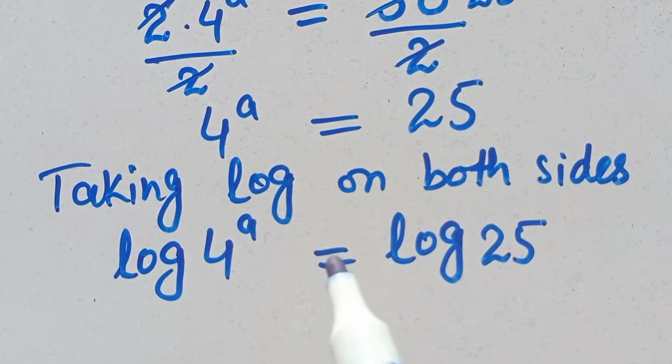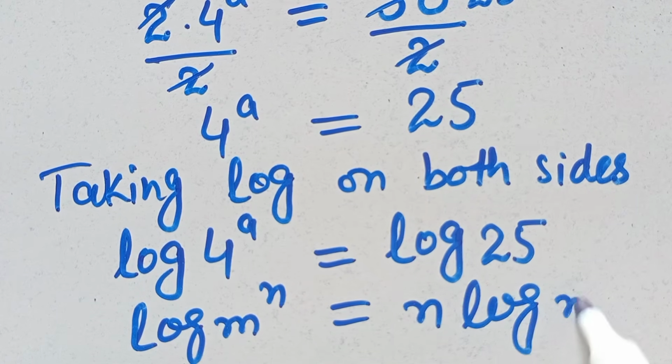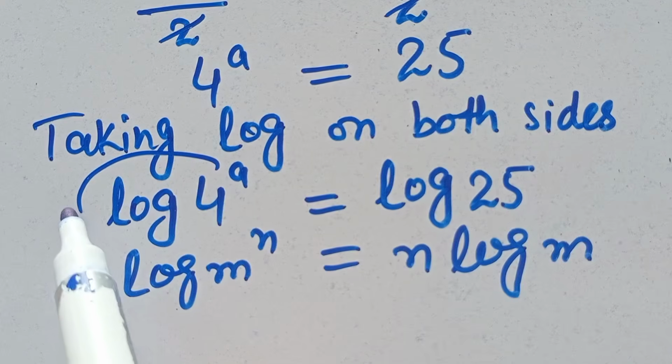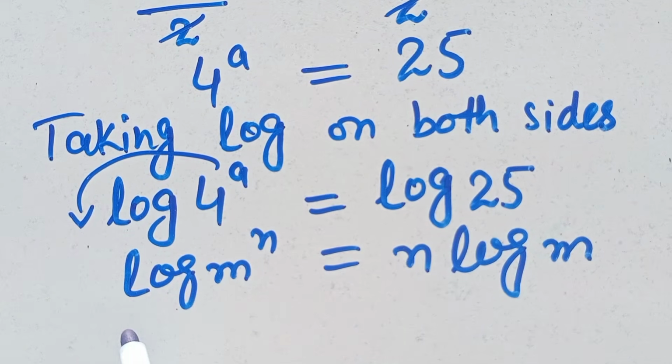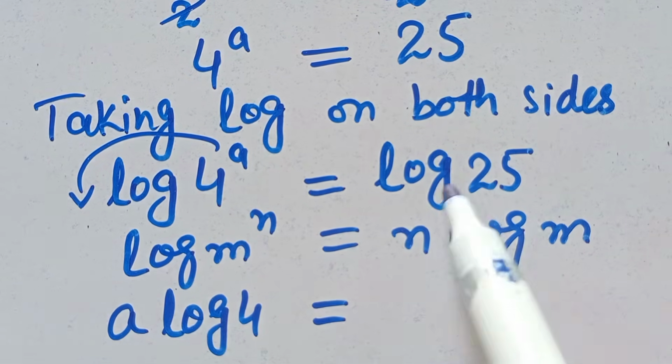Here we will use the power law of logarithm in order to simplify it. That is, if we have log m power n, then we can write n log m. n will come to the start. So applying this law for the left hand side, a will come to the start. That is, writing it as a into log 4 equals log.